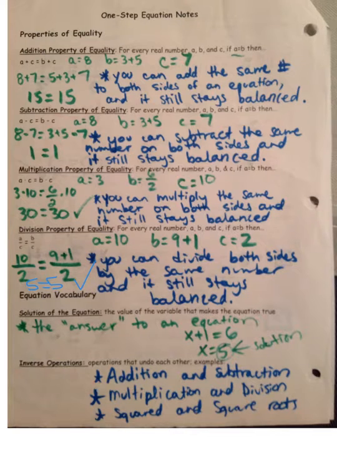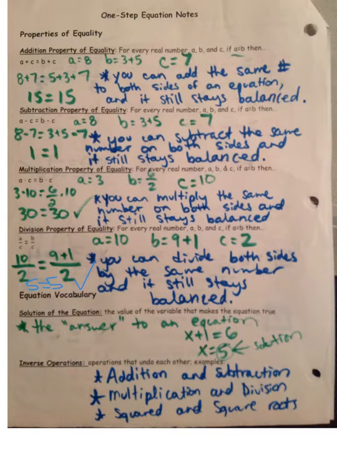And our final vocabulary word for our introduction to one-step equations is inverse operations. They are operations that undo each other. For example, adding and subtracting, because addition cancels out subtraction. If I add $5 to my wallet and then I subtract $5 from my wallet, I've canceled that out. That's why it's called inverse. It cancels out. It undoes each other. Multiplication is the inverse for division. Division is the inverse for multiplication.